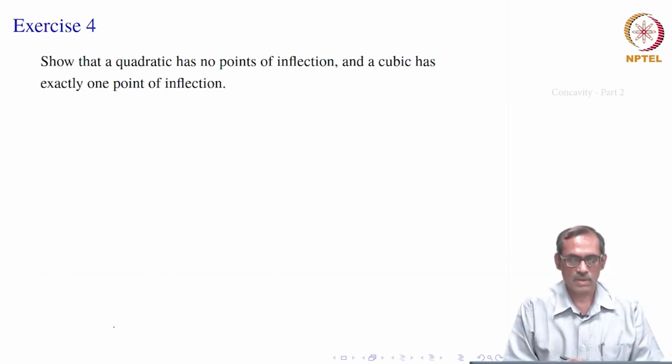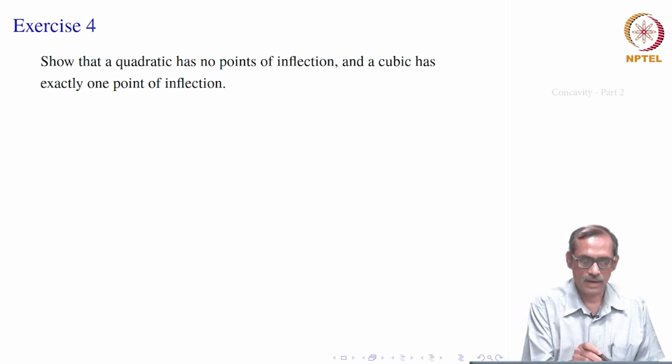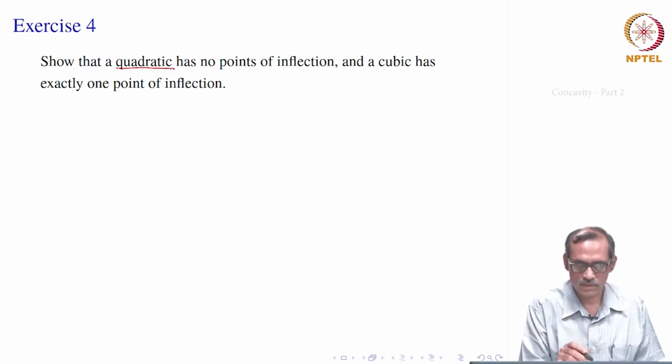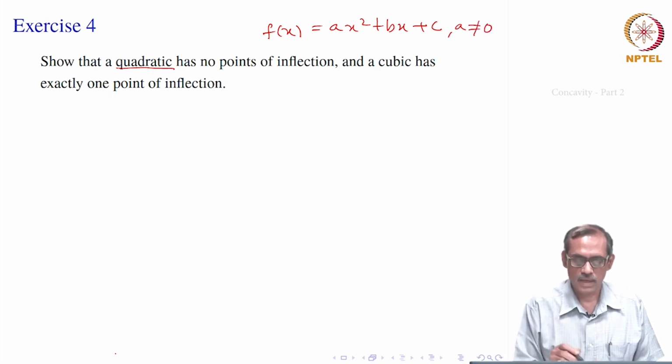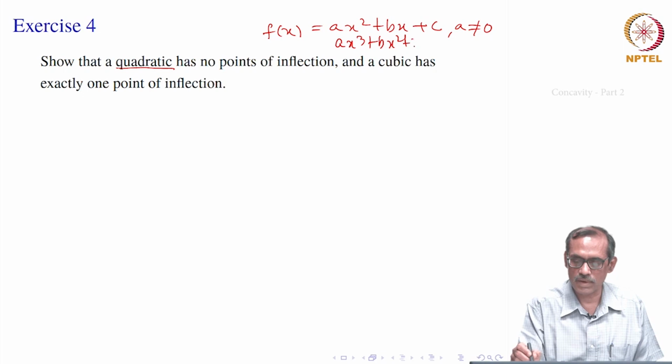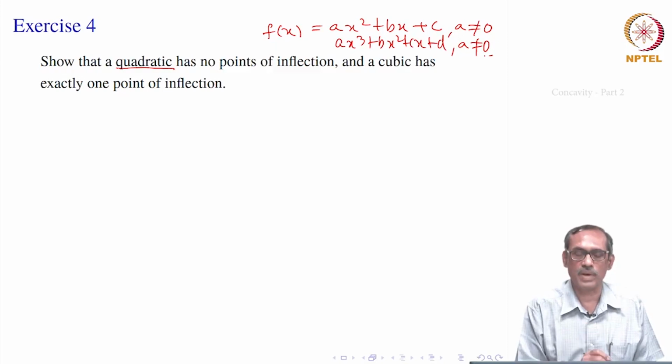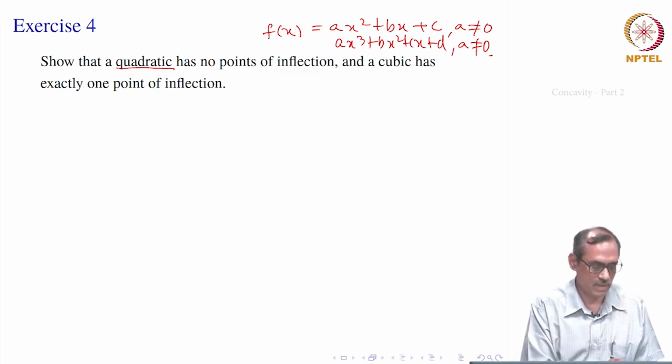Okay, we have another problem. We are given a quadratic expression, a function like f of x equal to a x square plus b x plus c, where a is not equal to 0. We must show that it has no point of inflection, and that a cubic has exactly one point of inflection. A cubic looks like a x cubed plus b x square plus c x plus d, where a is not equal to 0. A cubic will have exactly one point of inflection. That is fairly easy if you try with these functions.